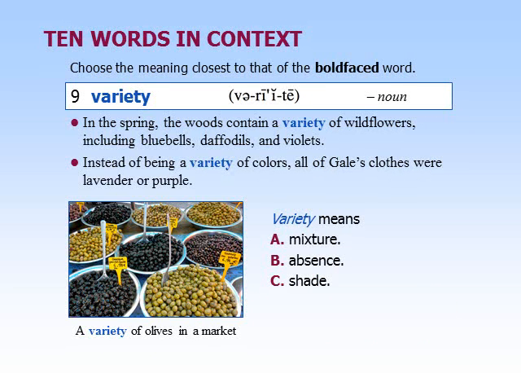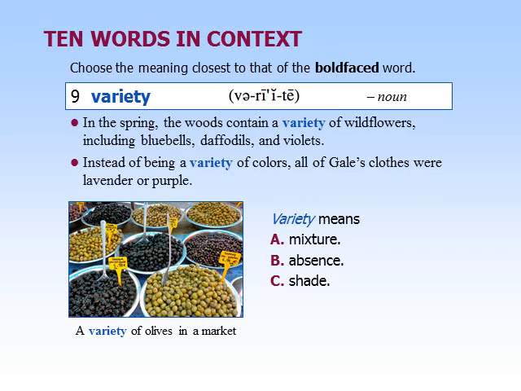Here we have the word variety, and variety is somewhat related. I think there's a word we've already studied. I can't think of it. I'm thinking of the word category, but category is different. So in the spring, the woods contain a variety of wildflowers, including bluebells, daffodils, and violets. Instead of being a variety of colors, all of Gale's clothes were lavender or purple.